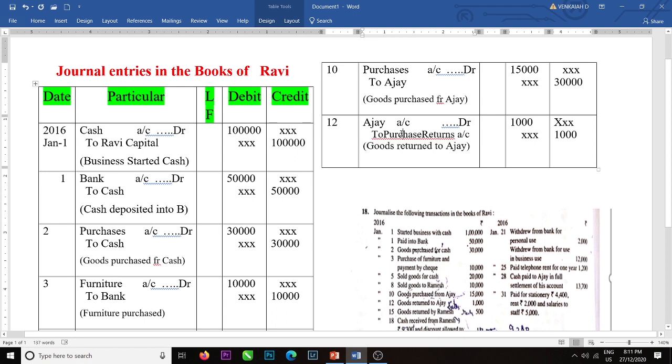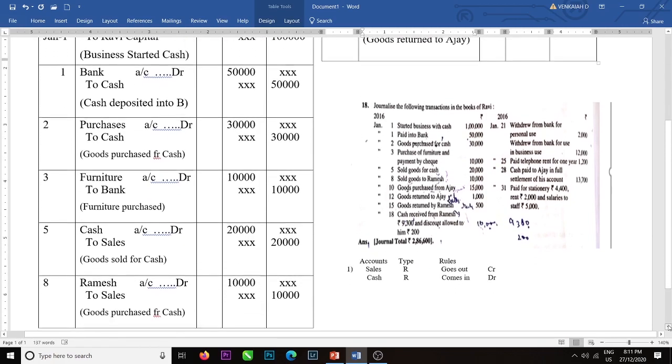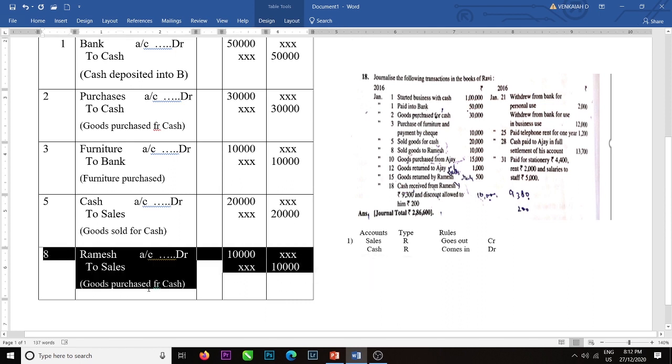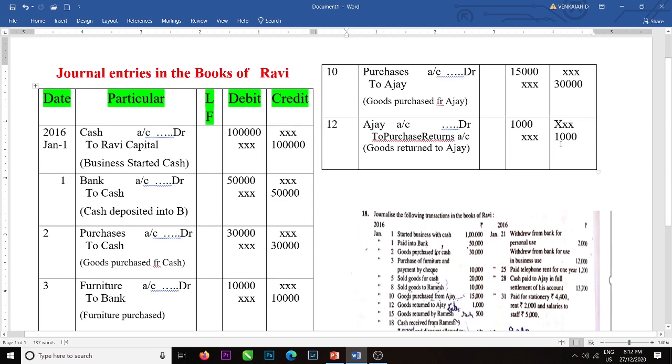Goods returned by Ramesh. Look at the eighth transaction. The eighth date transaction is Ramesh account debit to sales account. Now sales are credit, sales returns are debit. Ramesh here was a receiver, and now Ramesh is giver. He is returning the goods. Giver will be credited, goods are debited.